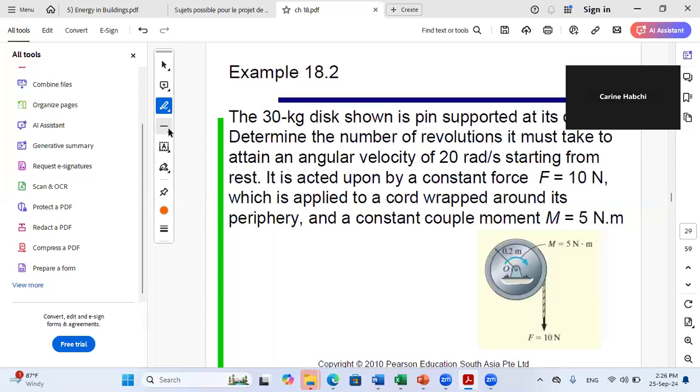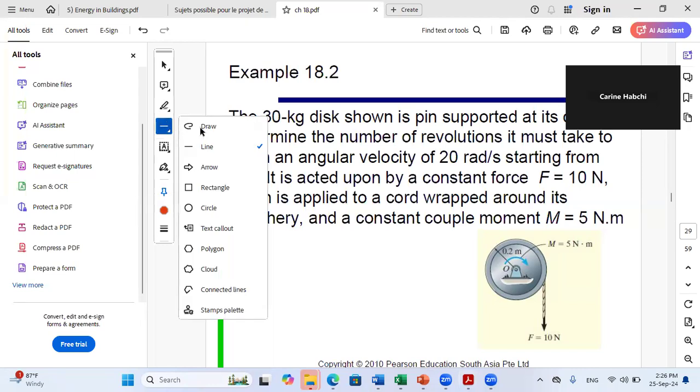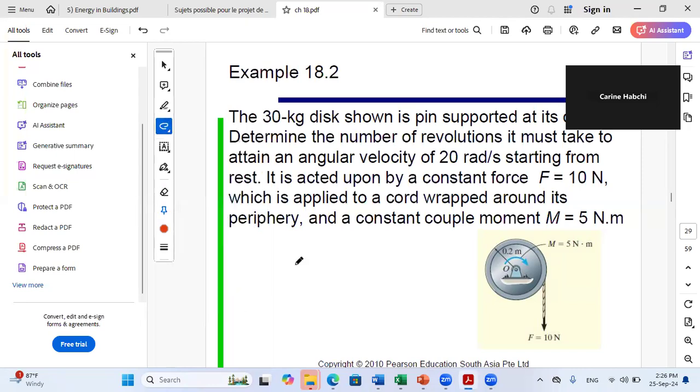Okay, so someone was asking me about the relation between number of revolutions and delta theta. Delta theta represents the total angle of rotation, and you know that a complete revolution corresponds to an angle of 2 pi. That's why if you know the total angle and you want to deduce the number of revolutions, you just have to divide delta theta by the angle for one revolution, which is 2 pi. That's it. Okay?